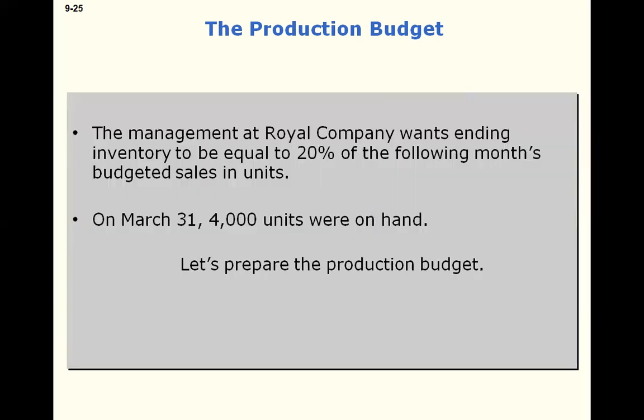So let's see. 4,000 units is given. March 31 closing inventory is given as 4,000 units. So this 4,000 will be the April beginning inventory.